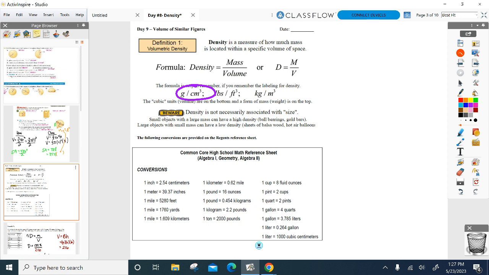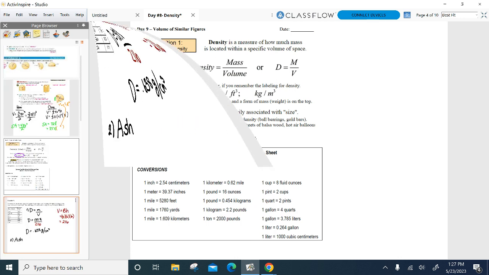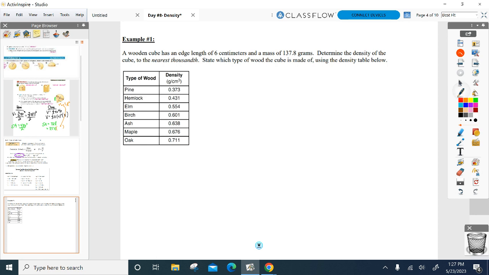All right, so let's jump right into a density problem, so you can see what the heck we're talking about. There we go. All right, we got a wooden cube. It's made of a certain type of wood. I need you to help me define what type of wood that is. Here's what you know. One edge, every edge, because it's a cube, 6 centimeters, the mass of it, 137.8 grams. What's the density of this cube? So let's start there before we determine what type of wood we're using.